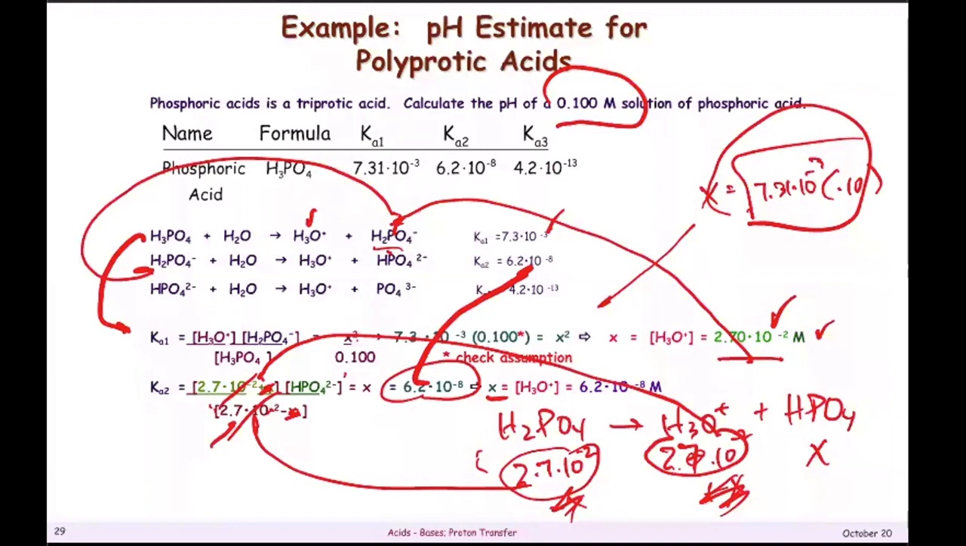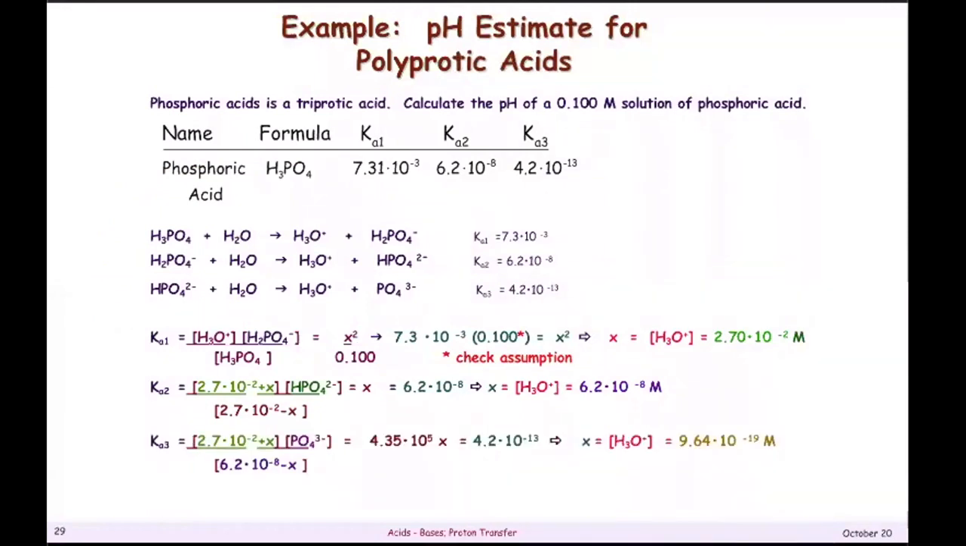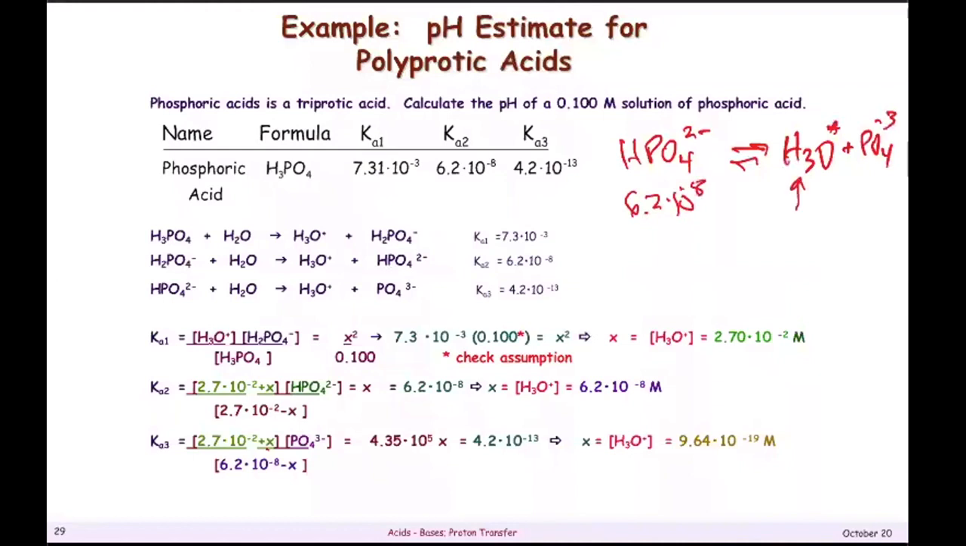Now we use this concentration to solve for the third. Let me clear this up. Okay, and you can see again what's going on. 7.2 times 10 to the minus 2 plus X, 6.2 times 10 to the minus 2 times that. These two do not cancel. Why? Because of the following. This is the equilibrium that you get for the third reaction. This is going to be 6.2 times 10 to the minus 8. But this number is not 6.2 times 10 to the minus 8, because the first equilibrium, 2.7 times 10 to the minus 2, is still in there. It's sitting in the same solution. So you have to put that.